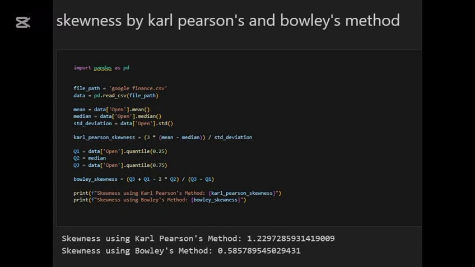Finally, the code covers skewness, which measures the asymmetry of the data distribution. Karl Pearson skewness quantifies skewness using the mean, median, and standard deviation. Positive values indicate a right skewed distribution, while negative values signify left skew. Bowley skewness is based on quartiles and median, offering a robust measure against outliers. Understanding skewness helps us analyze whether the data is balanced or if it leans toward higher or lower values.